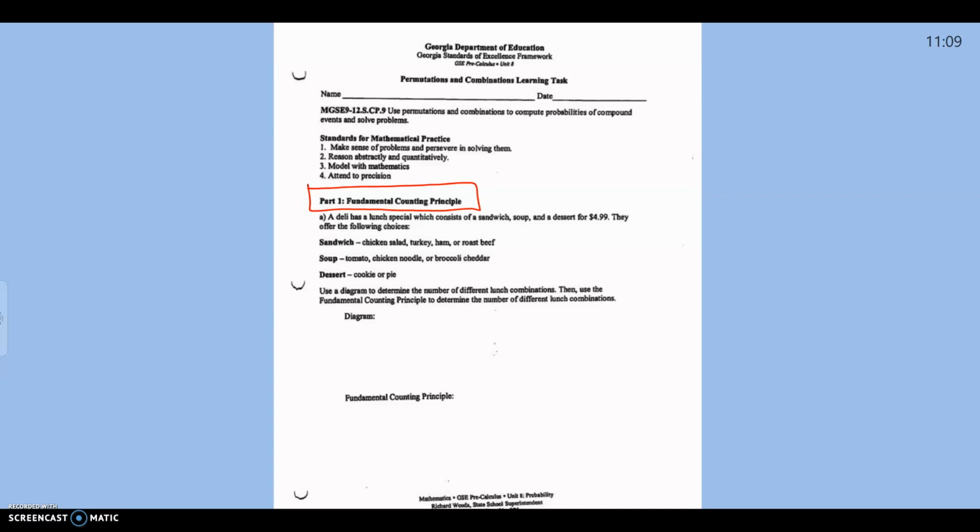So it says, use the diagram to determine the number of different lunch combinations. Now, I don't think that diagrams are actually really that beneficial because sometimes they get crazy and it takes up too much space and there's not really any reason. So going back to the fundamental counting principle from Algebra 1, all this talks about is basically your number of possibilities.